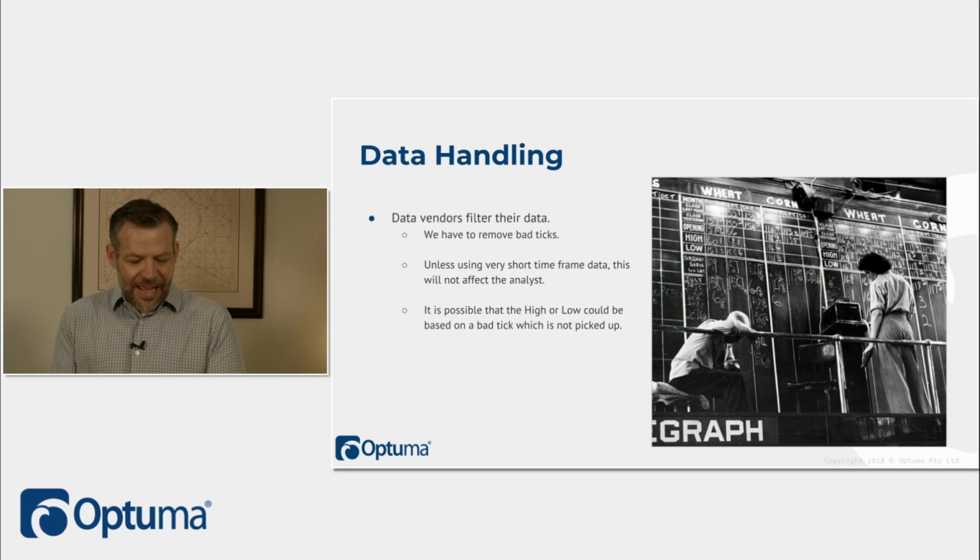All right, so data handling. Now, data vendors, as I said, like us, we have to filter data. It's always the case that we get bad data. In Optuma, we have algorithms, whenever we receive data from our upstream providers, that are always filtering it and looking for anything which is out of the norm. Anything more than 4 or 5 ATRs gets flagged and is then up for analysis.